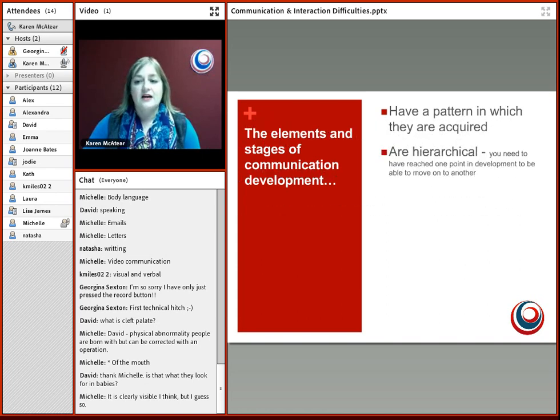It's always hierarchical. So you need to have reached one point of development before you can move on to another. If you imagine, it's like a block, like Lego. So you have the first block, and then you add the second one, and it's not until that second block is securely, firmly positioned, and as you build up that tower, will the child be able to move on to the next stage of development of communication. So you're building blocks like a Lego tower, and each one has to be secured before we can move on to the next. So we're taking it in very small, steady stages.